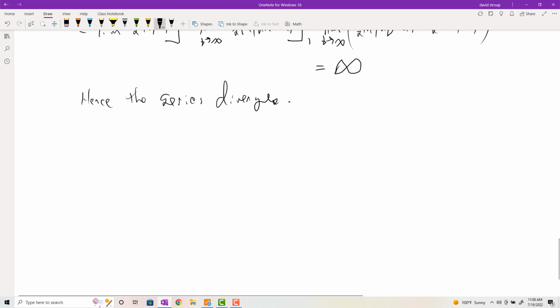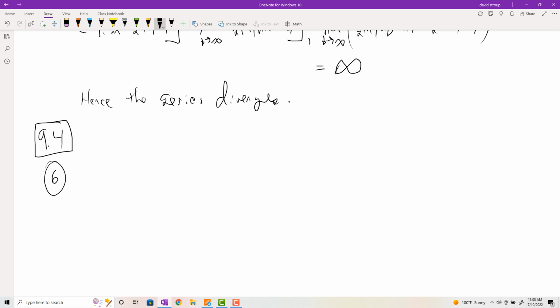After 9.3, we introduce the comparison tests in 9.4. So basically, if you have a series that looks familiar, you can do a comparison test. There's two types. First, the direct comparison.